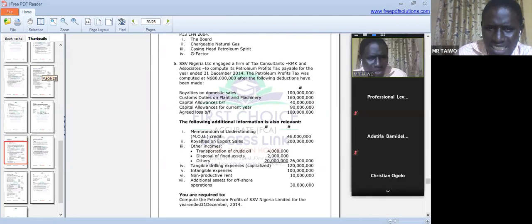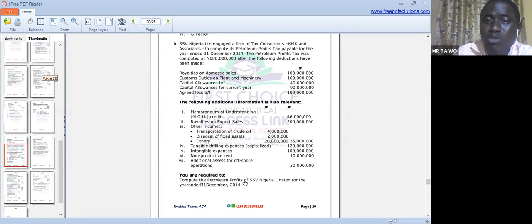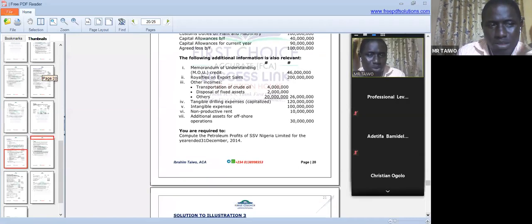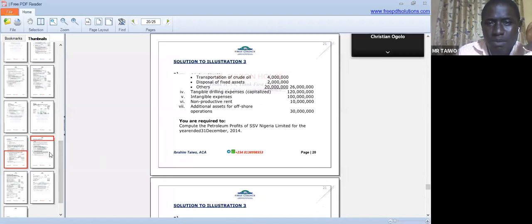You are required to compute the petroleum profit of SSB Nigeria Limited for the year ended December 2014. Now, you have to compute the petroleum profit. Now, this is another concern. This is a past question, and the examiner can also give you an exam. How do you do that?